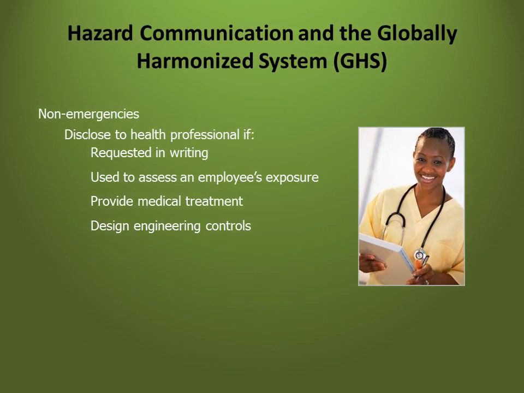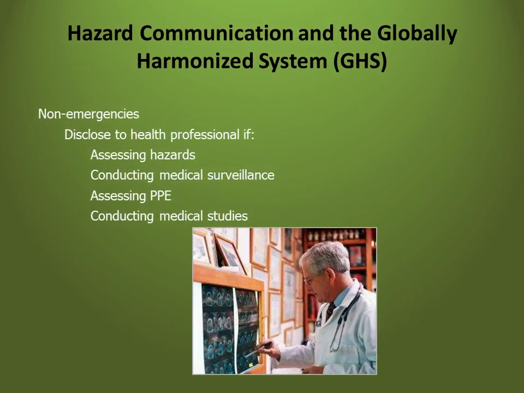Non-emergencies. Trade secrets may be disclosed to health professionals if it's requested in writing, the secret is used to assess an employee's exposure, to help provide medical treatment, and to assist in designing engineering controls. Continuing with non-emergency situations, the trade secret may be disclosed to health professionals also if assessing hazards, or conducting medical surveillance, or assessing PPE needs, or conducting medical studies.